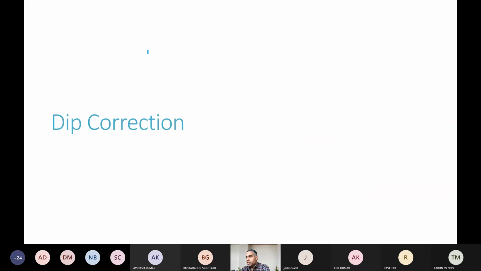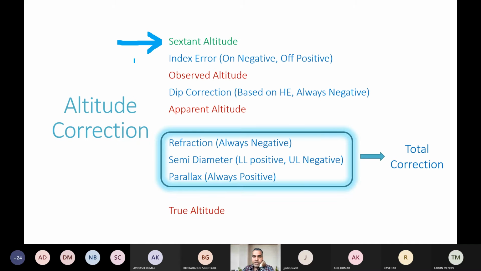And let's now see how we are going to get these corrections. Again, as I told you, index error is provided to you in the question itself. They will tell you whether it is on or off. So you will just pick up the value from there and you will apply it.